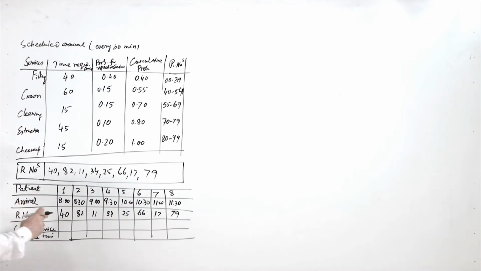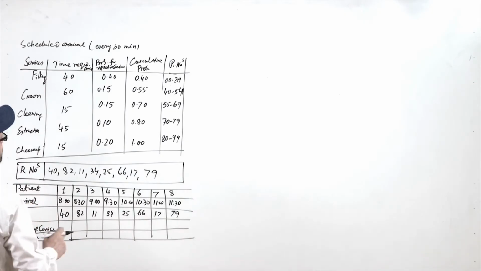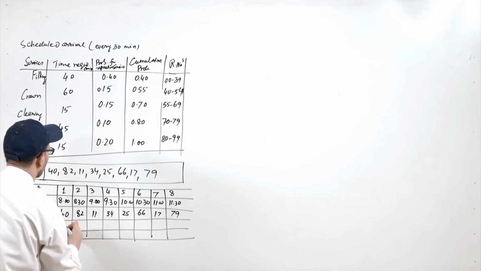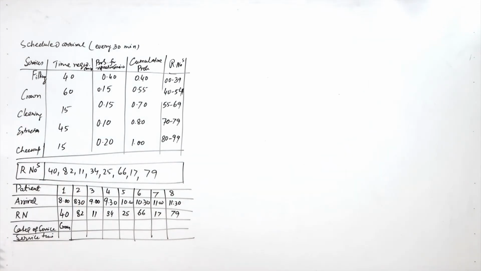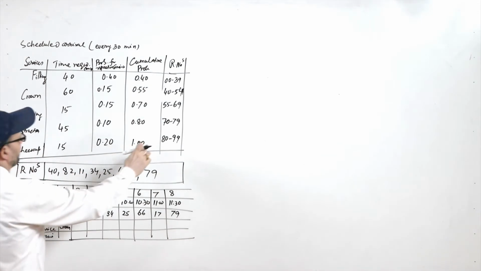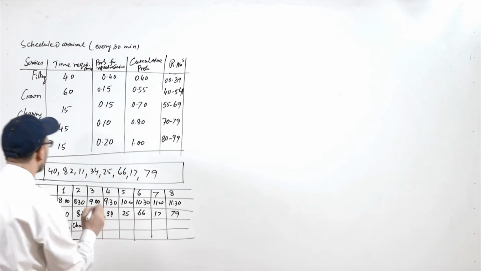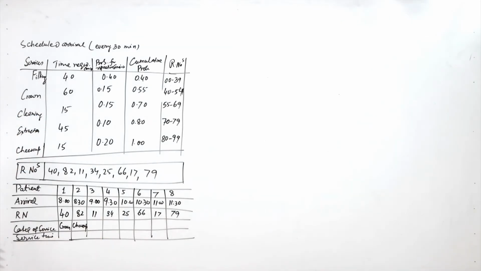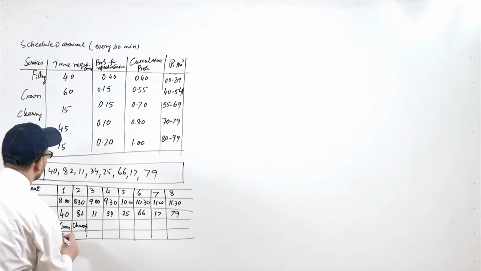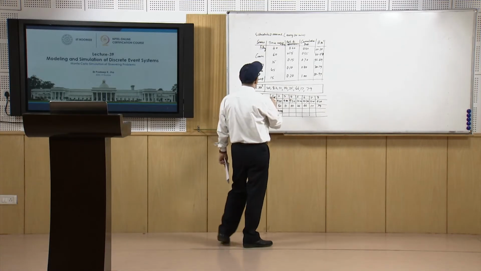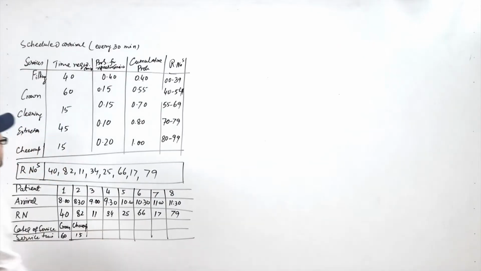Now, based on the random numbers we have to see what kind of service will be assigned. If it is 40, it falls here, so he will be going for a crown. Then 82 is again in this range, so he will go for a checkup. For a crown the service requirement is 60 minutes. For a checkup, the service time requirement is 15 minutes.